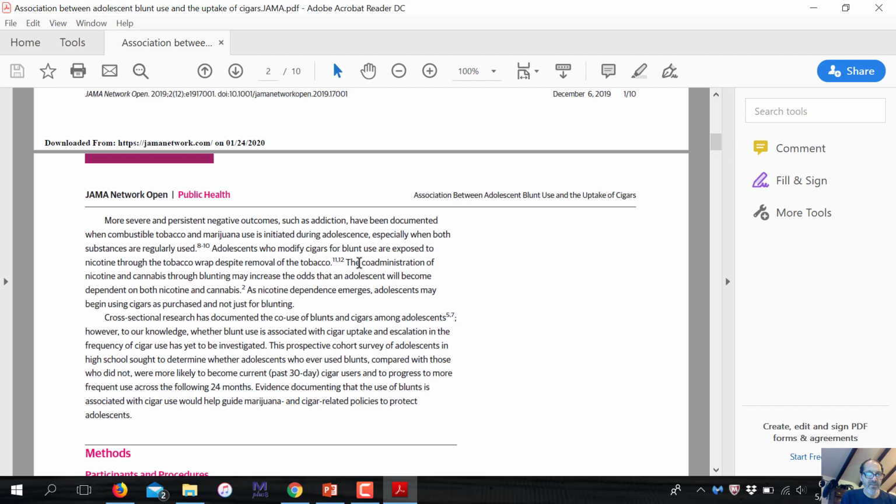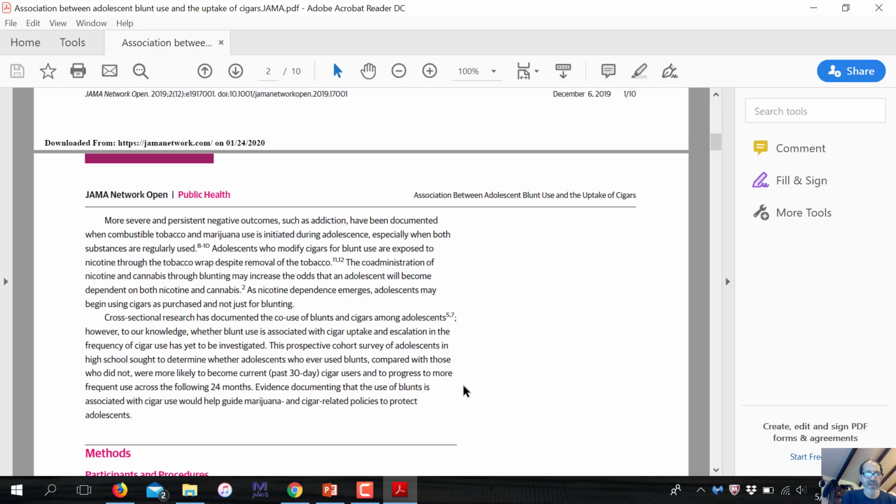But what am I looking for here? The way this article is set up, and we'll talk about this later, is that it builds up to the research question. So I'll probably find what I'm looking for in this last paragraph. This cross-sectional research has documented the co-use of blunts and cigars among adolescents. However, to our knowledge, whether blunt use is associated with cigar uptake and escalation in the frequency of cigar use has yet to be investigated. See, this author, one of my colleagues, does a really good job at setting up the question. She read through the literature herself and says, however, this isn't being done. So this is what we're going to do here.